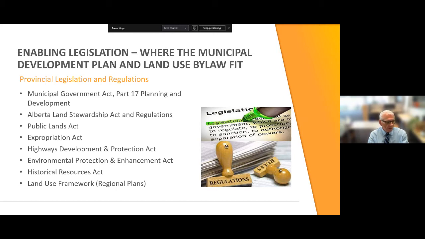But there are other pieces of legislation that also impact the MDP, such as the Land Stewardship Act and the regulations that go with it. Things like the Environmental Protection and Enhancement Act, Historic Resources, the Regional Plan, the South Saskatchewan Regional Plan, and the Land Use Framework also impact the Municipal Development Plan. So it's important to understand that behind this is legislation that is driving how it looks and how it rolls out.